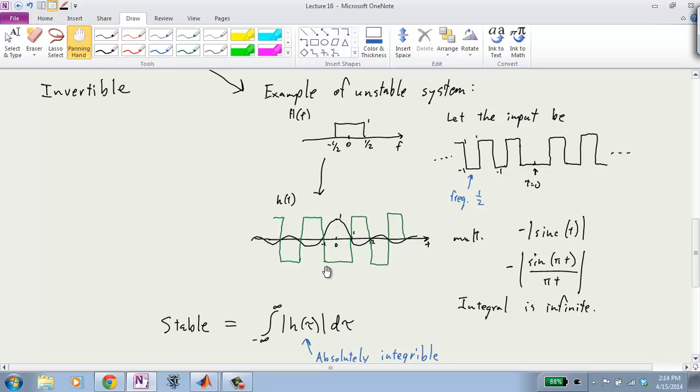Okay. But what I can do is I can let my input be the time reversal of a function that's 1 whenever the impulse response is positive and negative 1 whenever it's negative. This is a bounded function. Okay? And when I do the convolution, I'm always going to get the absolute value of the impulse response that I have to integrate. So in other words, this counterexample can be generalized. If it integrates to infinity here, then I can always show that it's unstable. Okay. So that's exactly the condition.